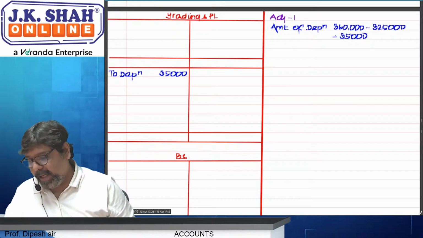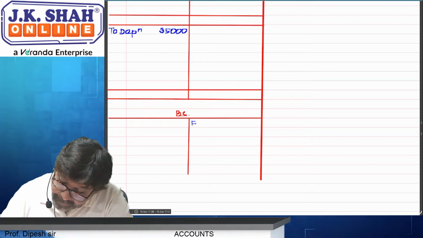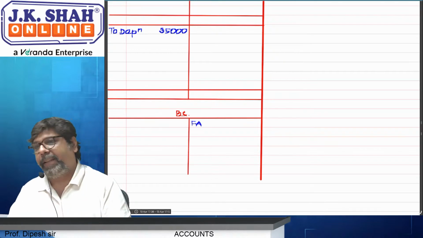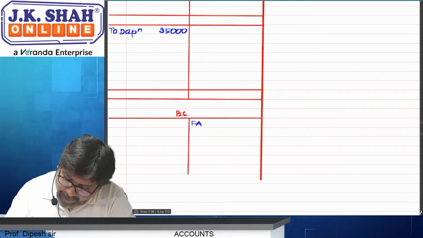Correct. Now my wonderful chartered accountant, I want to go to balance sheet also. We'll write fixed asset. At what value? 3,25,000.